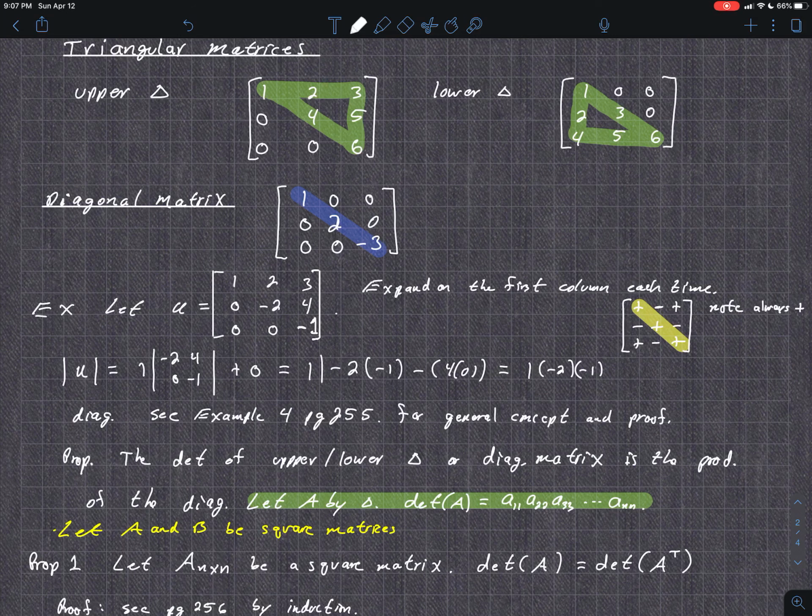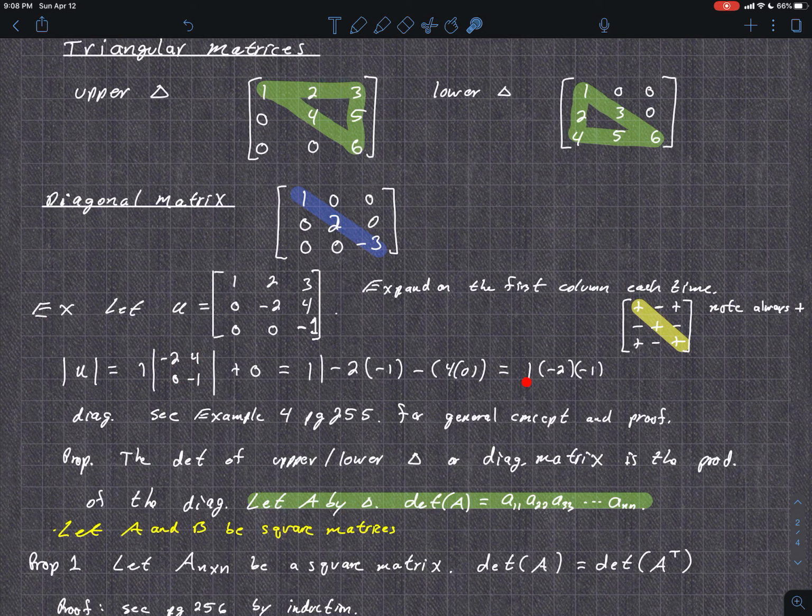I want to look at more about triangular matrices and diagonal matrices. So let's take the determinant of this upper triangular matrix, and we're going to expand on the first column each time. So block out the first row and first column, and then you're left with this determinant. So it's 1 times the determinant, and then etc.